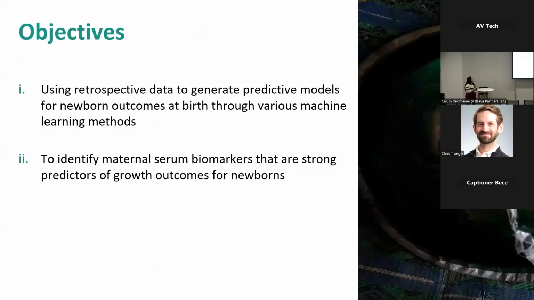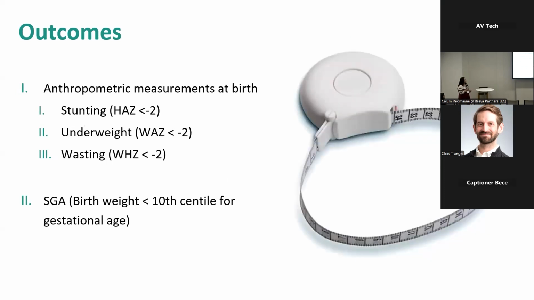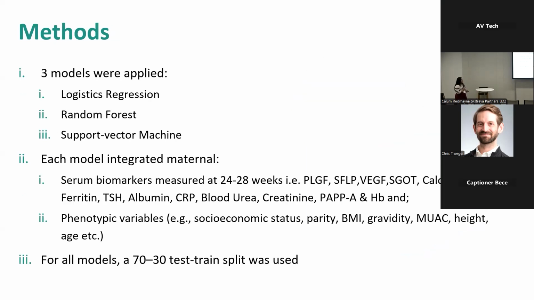So the objectives of this study were to identify, using retrospective data, any predictive models for newborn outcomes at birth by applying various machine learning methods, and also to identify maternal serum biomarkers that could be strong predictors for these growth outcomes for newborns. So the outcomes we were particularly interested in looking at were stunting, which is height for age, underweight, weight for age, less than 2 standard deviations, wasting, which is weight for height, and then small for gestational age, which is defined as birth weight less than the 10th centile for gestational age.